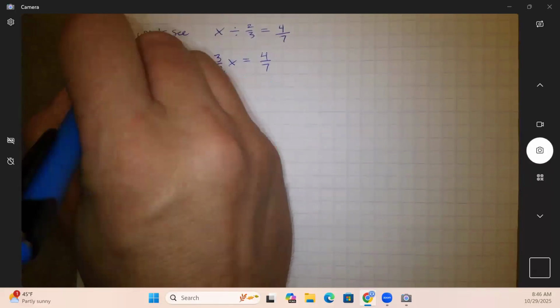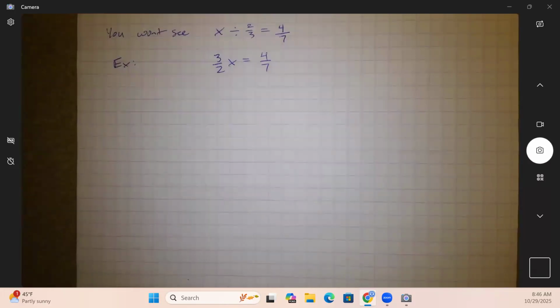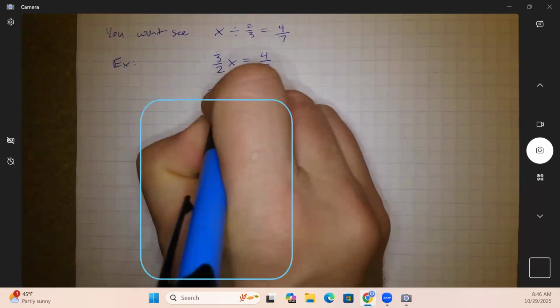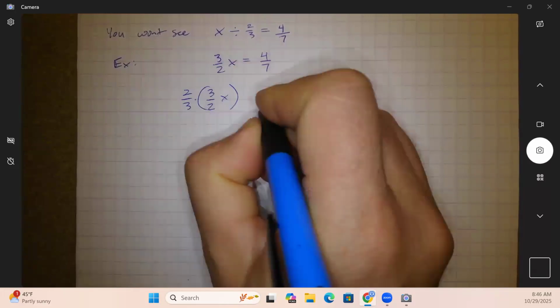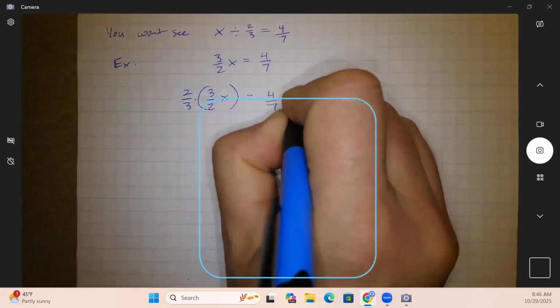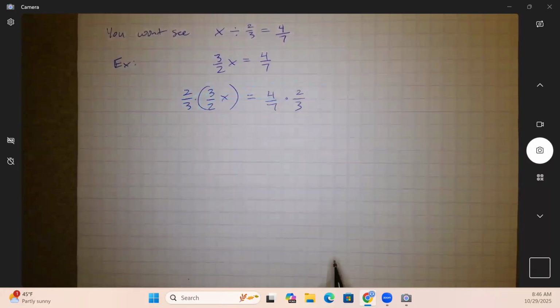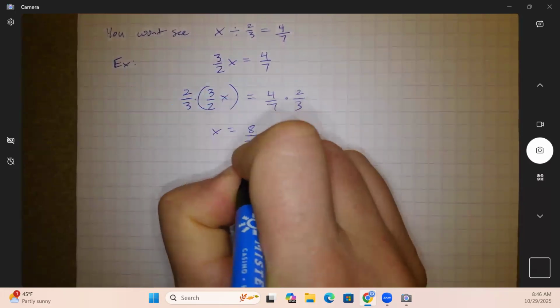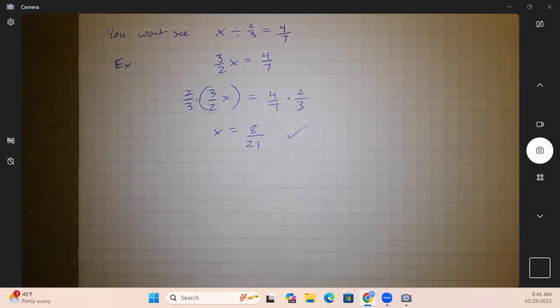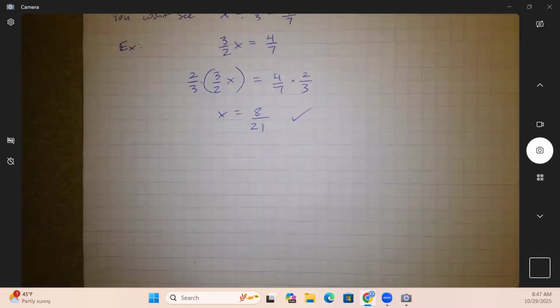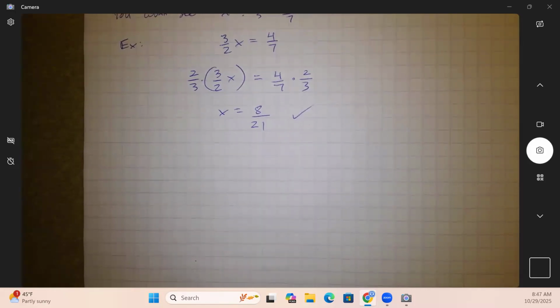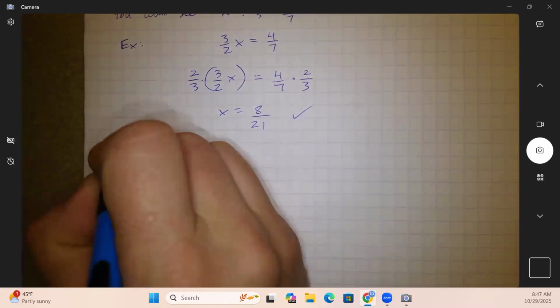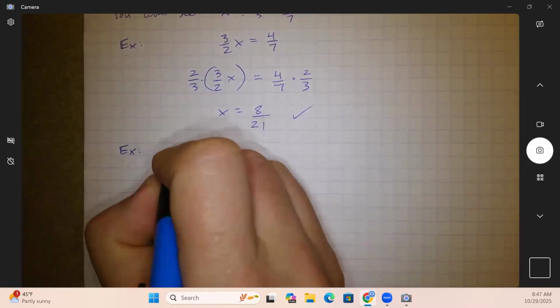So let's solve this one. It's similar. 3/2 x, so we want to multiply by the reciprocal of 3/2, which is 2/3. And we want to make sure we do that on both sides. And we get x equals 4 times 2 is 8, 7 times 3 is 21. No shared primes, so we're done. Let's do one more example where we're going to have to reduce.